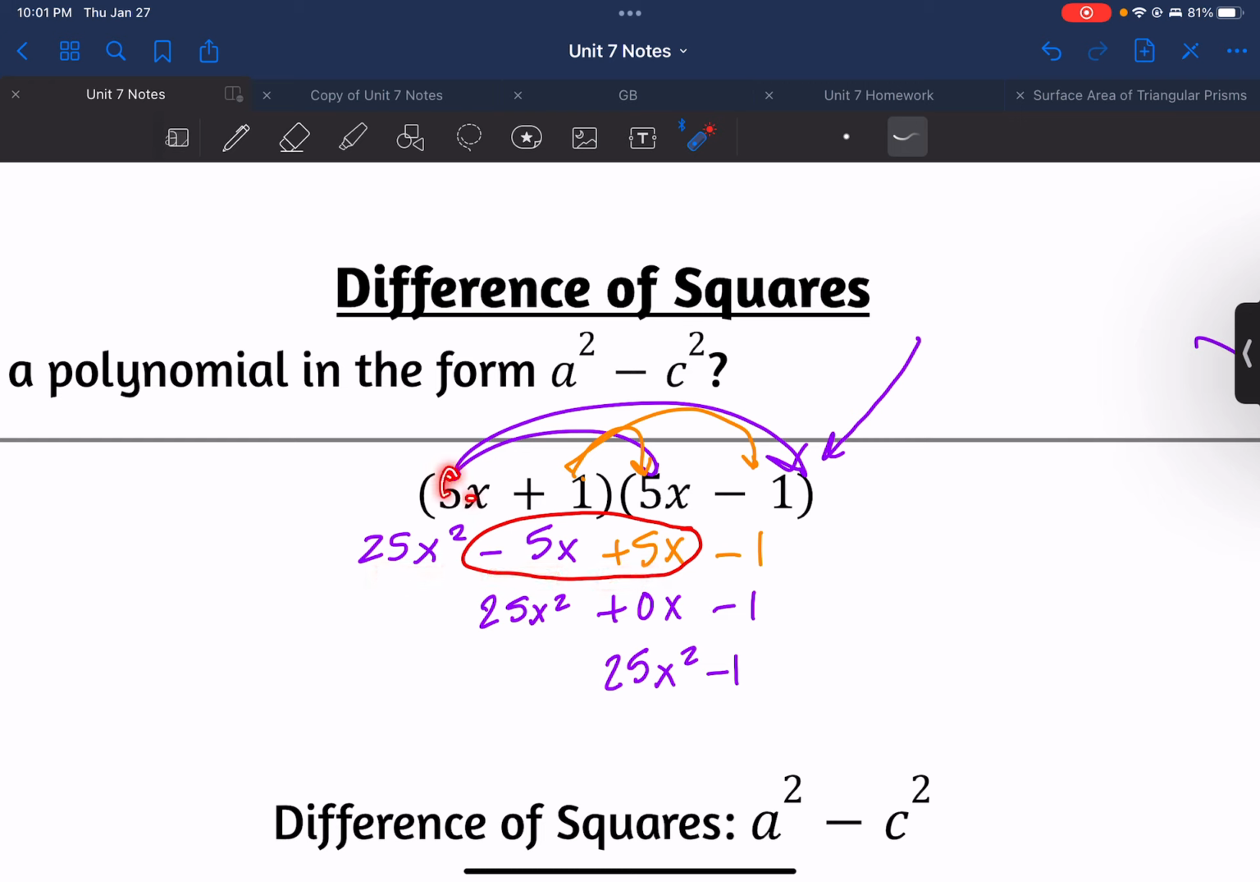All right, here's the thing. Anytime you have the same terms, but opposite signs in the middle, these two middle terms will always cancel out. So negative 5x plus 5x is 0x. But 0 times anything just goes away. All right. So what I actually do have here is 25x squared plus 0x minus 1.